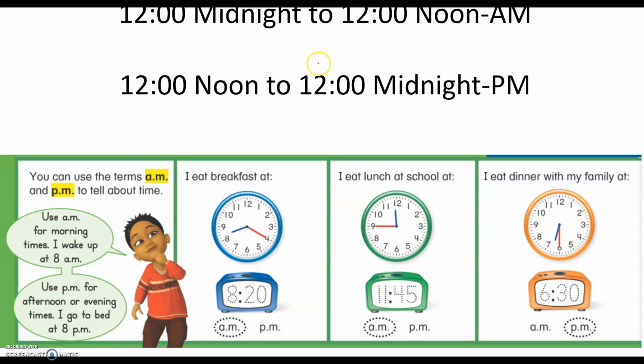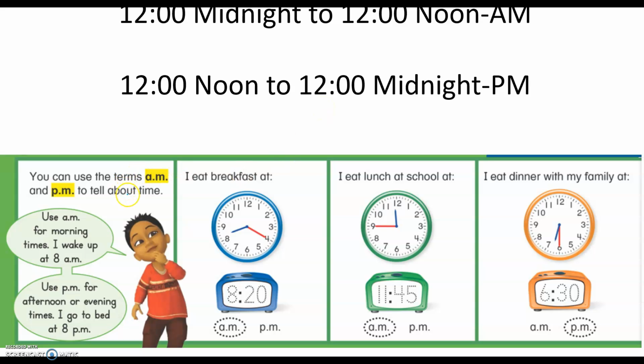AM starts at 12 o'clock midnight and ends at 12 o'clock noon. So it starts when you're sleeping and it ends around lunchtime. PM starts at 12 o'clock noon and ends at midnight. So it starts around lunchtime and ends while you're sleeping.